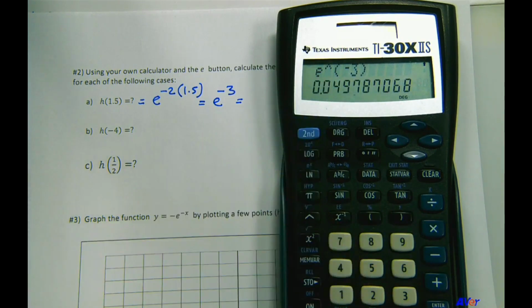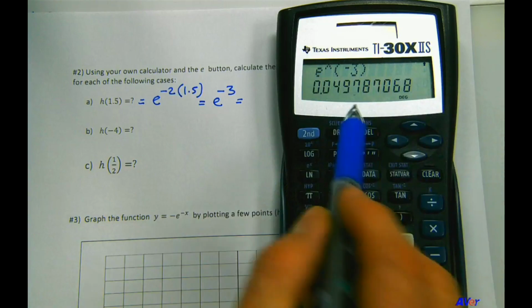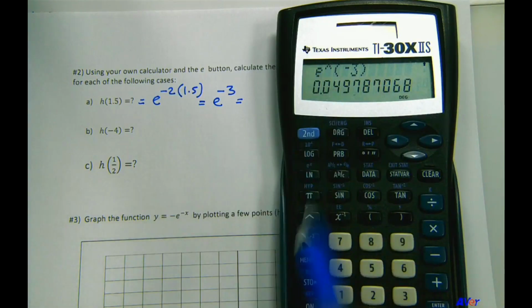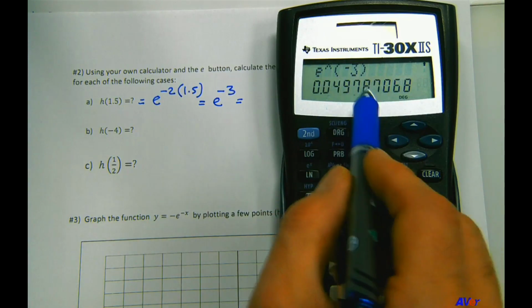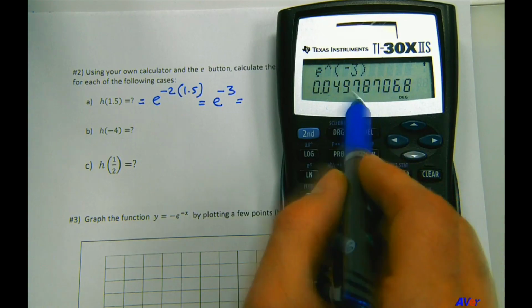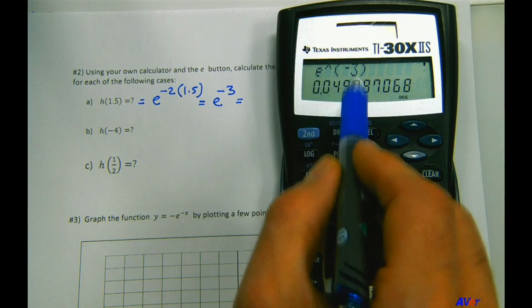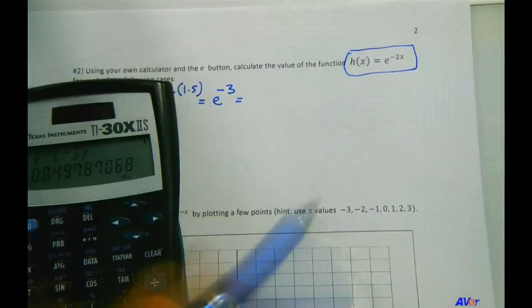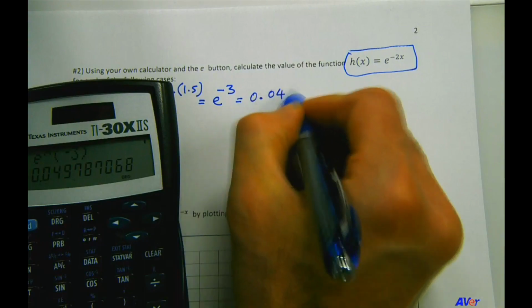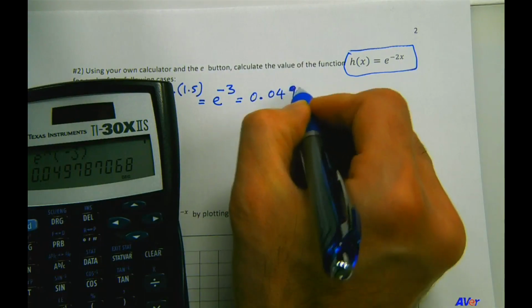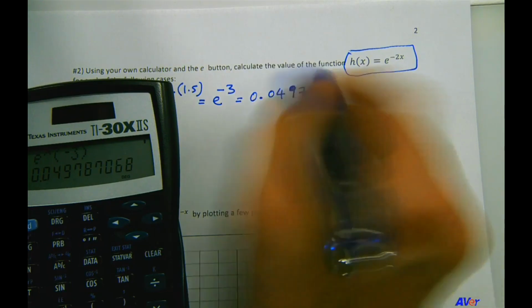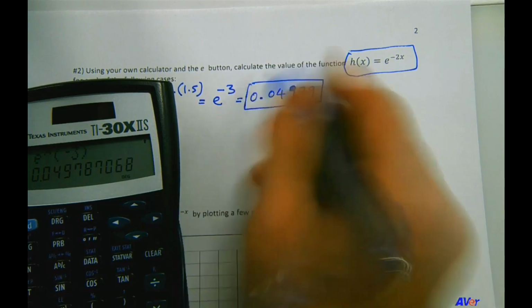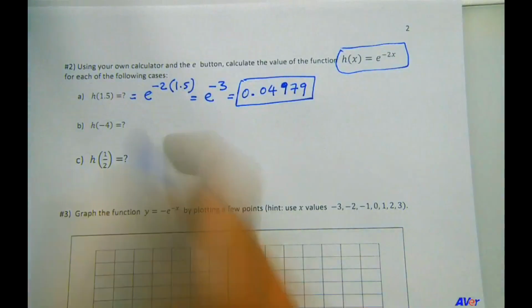So that's the quantity. And this being an exponential function, I'm going to keep at least 4 digits. That means 4 decimal places. 0.0497, I could stop there. But I want to keep the 8 and round it to 9. So I'll write down 0.04979. Okay, let me write that down. 0.04979, like that.